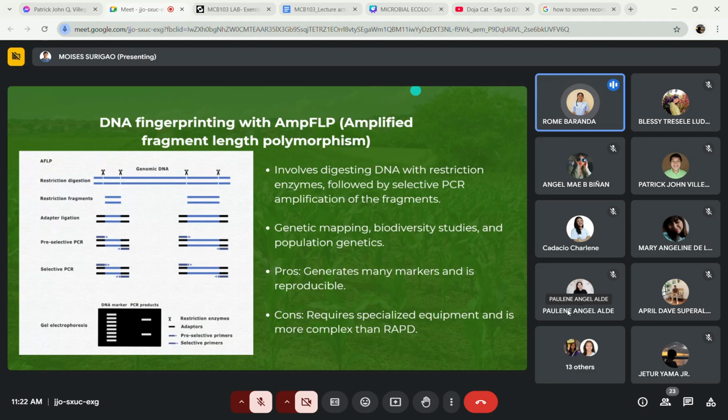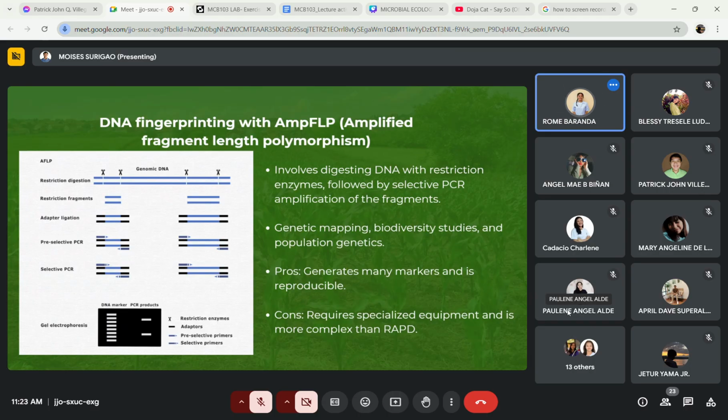Another is the DNA fingerprinting with AFLP or the Amplified Fragment Length Polymorphism. So ito siya kasama ni RAPD as PCR-based na biomarkers. And dito, ang pinagkaiba lang nila ni RAPD is that meron siyang ligation process. Sa ligation, merong i-attach na short double-stranded adapters sa ends ng restriction fragments, yung mga fragments na nakatpotong na ng restriction enzymes. And these adapters will serve as the primer binding site.